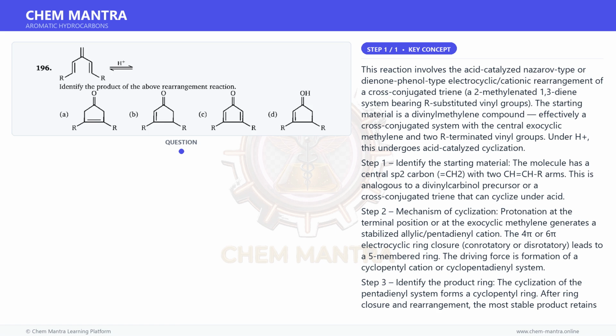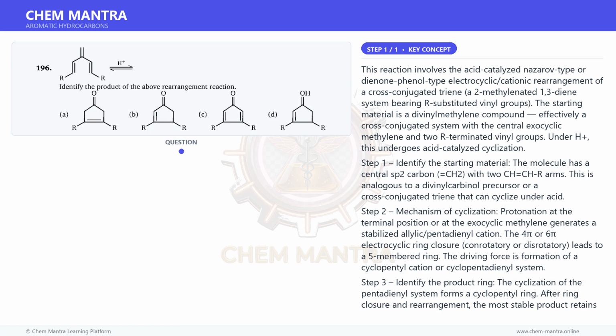Step 2. Mechanism of cyclization. Protonation at the terminal position or at the exocyclic methylene generates a stabilized allylic pentadienyl cation. The 4-pi or 6-pi electrocyclic ring closure, conrotatory or disrotatory, leads to a 5-membered ring. The driving force is formation of a cyclopentyl cation or cyclopentadienyl system.